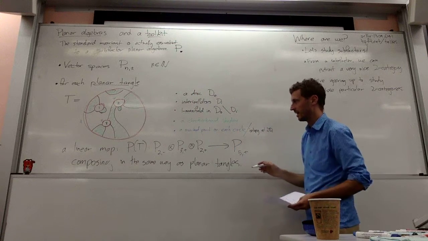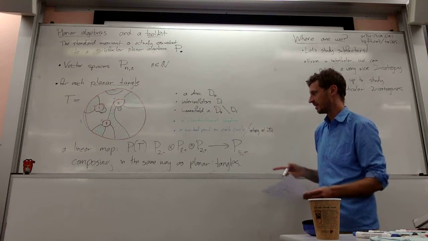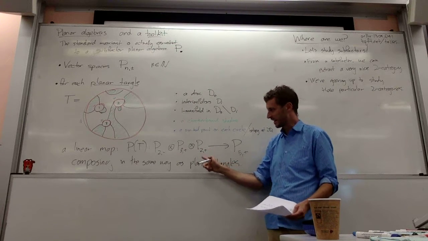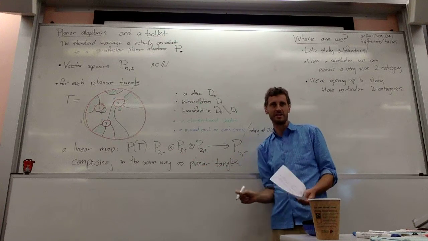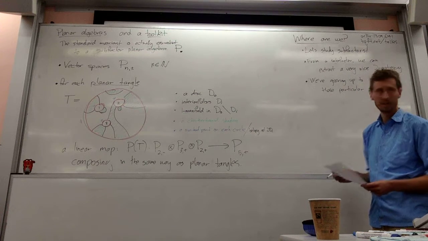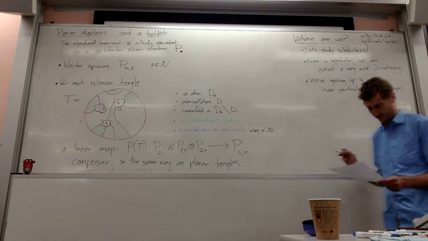And the linear map for the composed tangle should be the composition of the linear maps, composed in the appropriate way. The inner tangle is plugging into one of these tensor factors, according to which disk you're plugging the inner tangle into. Does that definition make sense? Everyone's content with it? Okay.